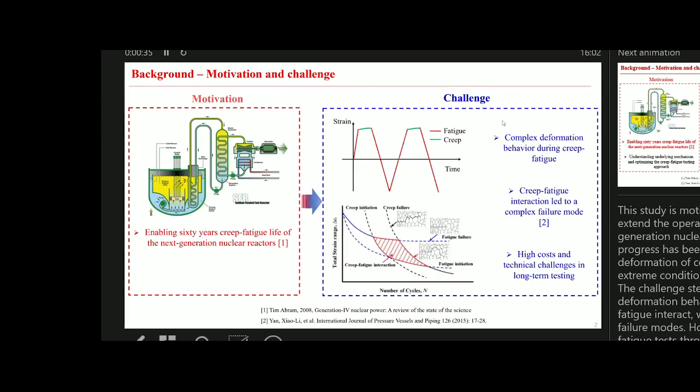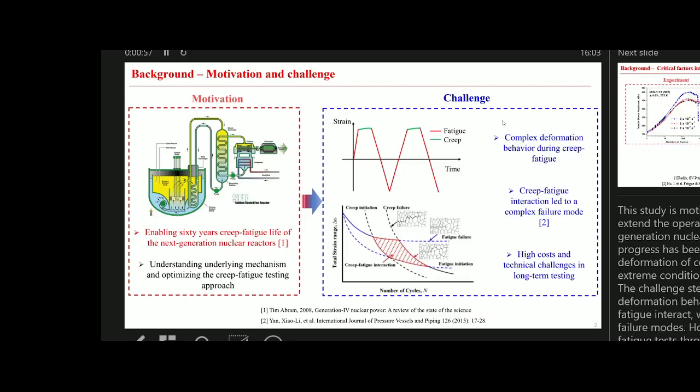The challenges stem from two parts. First, when creep and fatigue interact, the deformation behavior becomes complex and leads to a more complex failure mode. Second, performing creep fatigue tests costs a lot, and such long-term testing also has technical challenges with stability and risks. Our aim is to understand the basic mechanism and try to optimize the creep fatigue testing approach.